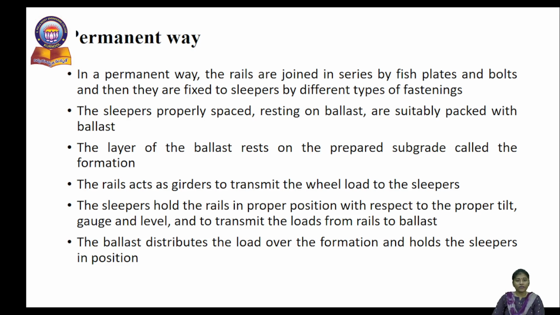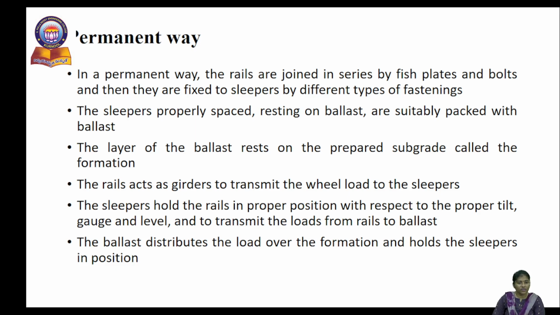In a permanent way, rails are joined in series by using fish plates and bolts, and then they are fixed to sleepers by using different types of fastenings. Sleepers are the horizontal members which must be properly spaced, must rest on ballast, and must be suitably packed with ballast material. The layer of ballast resting on the prepared subgrade is called formation. The rails act as girders to transmit the wheel load to the underlying sleepers.